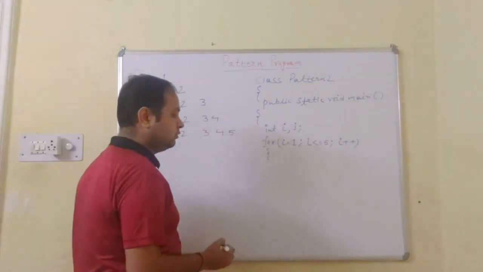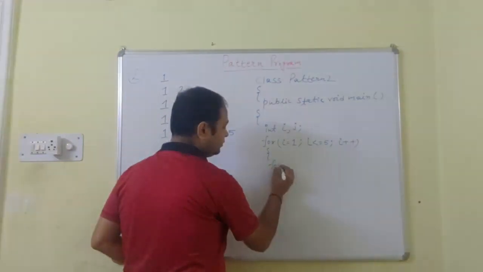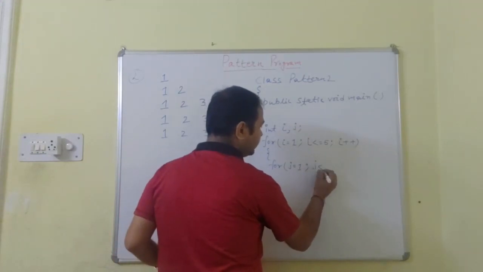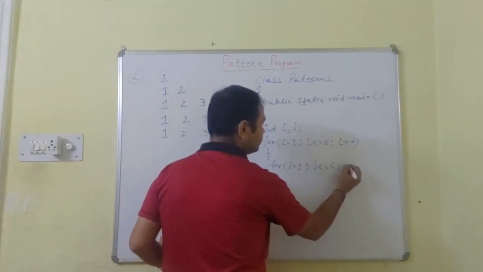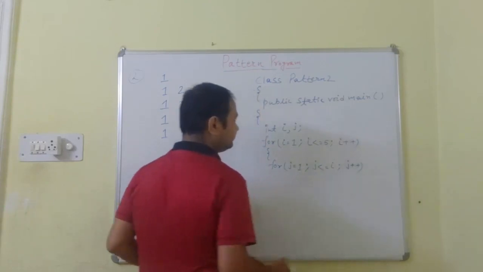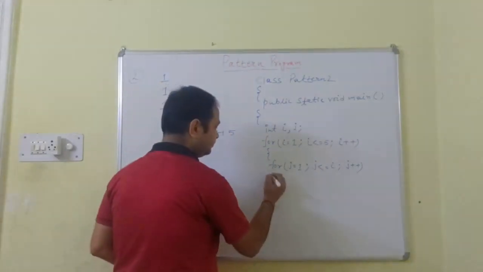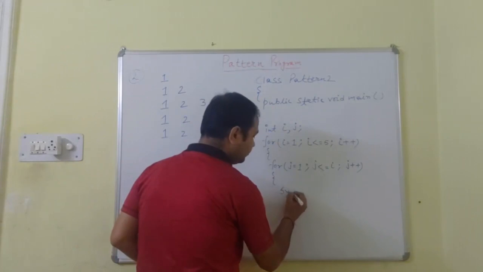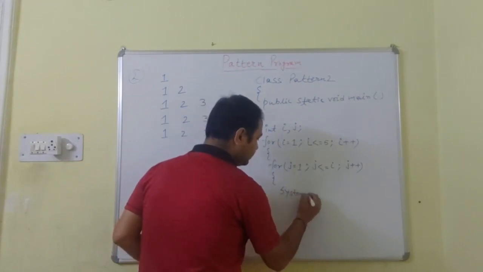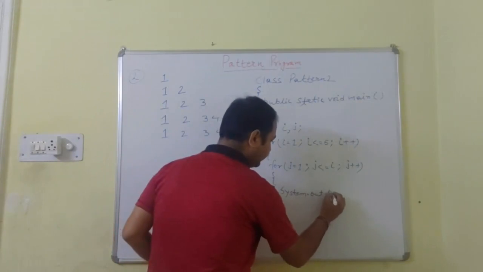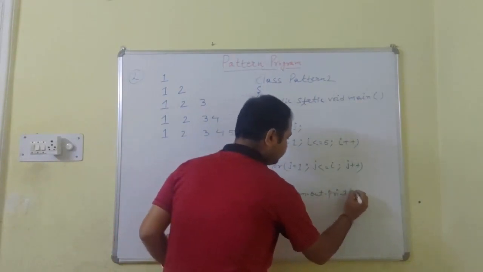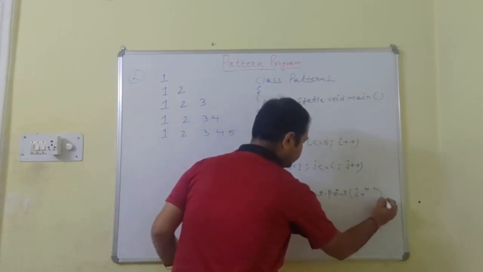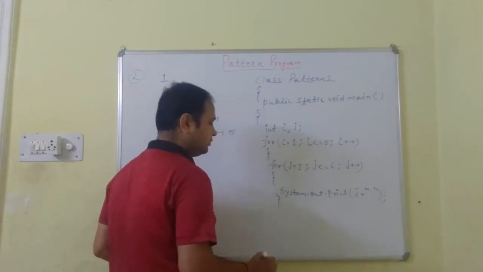then open the bracket of the outer loop and write for j equals 1, j less than or equal to i, j plus plus. Thereafter, we will print the value of j. So we write System.out.print(j), plus we provide a space in between the values. So close the inner loop.